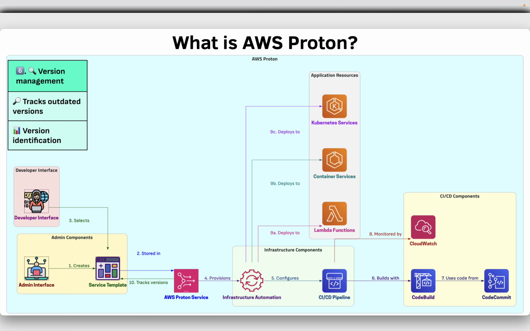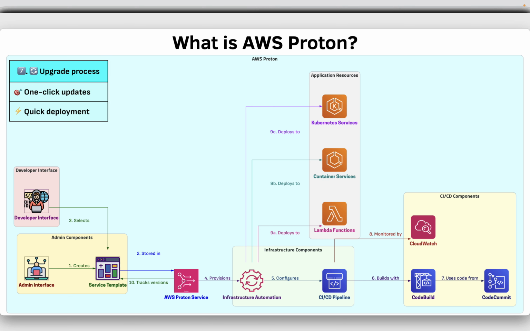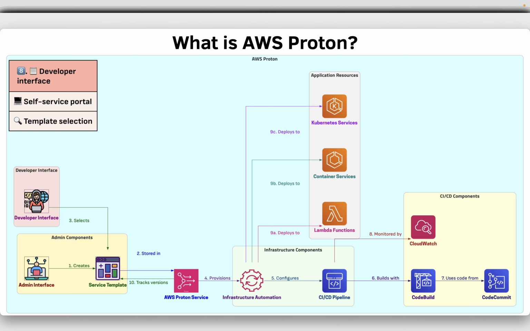You have automatic version tracking. AWS Proton identifies all existing service instances using outdated template versions. So you have one-click upgrades. Administrators can upgrade outdated service instances with a single click. Self-service interface: developers can select from available service templates through an intuitive self-service interface.